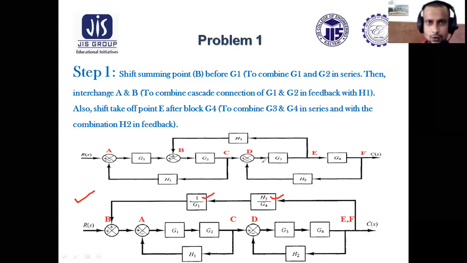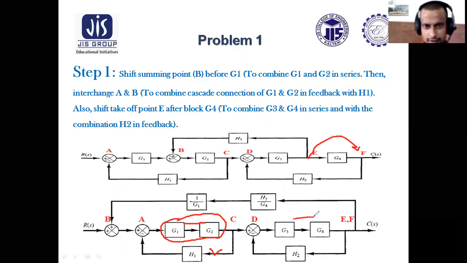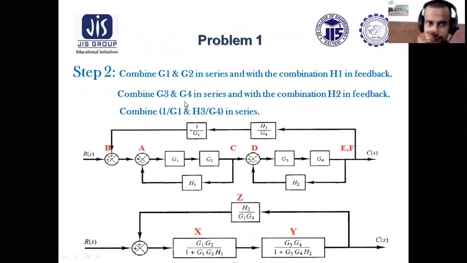Now, when we have done this, see now G1, G2 are in series. With this series combination, H1 is connected in feedback. Similarly, as this takeoff point is shifted here, now G3 and G4 are in series. With this series combination, H2 is in feedback. Now, after making those conversions, the block diagram was like this.